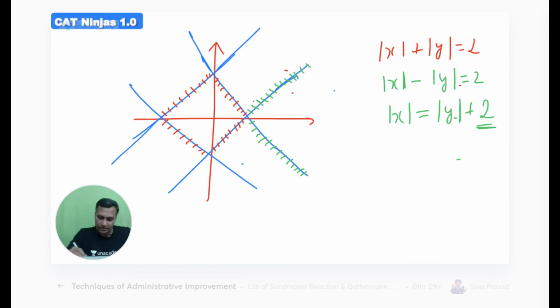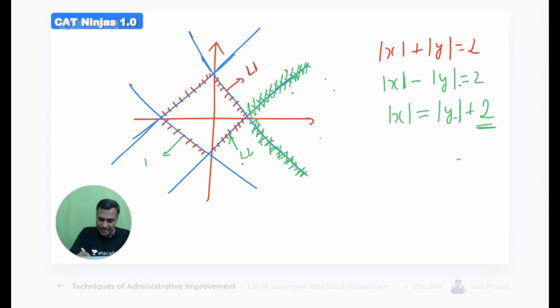Now let's assume this is line number 1, but what portion of line number 1 am I interested in? This is the portion of line number 1 I am interested in. Let me assume that this is line number 2. Which portion of line number 2 am I interested in? This is the portion of line number 2 I am interested in.